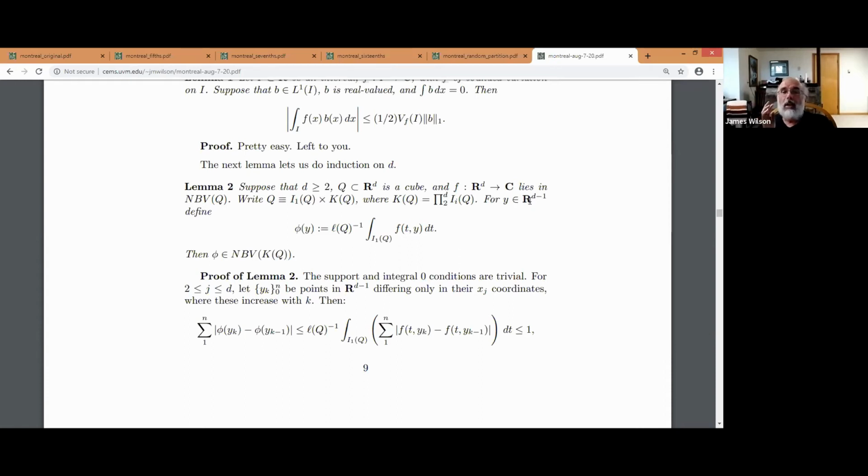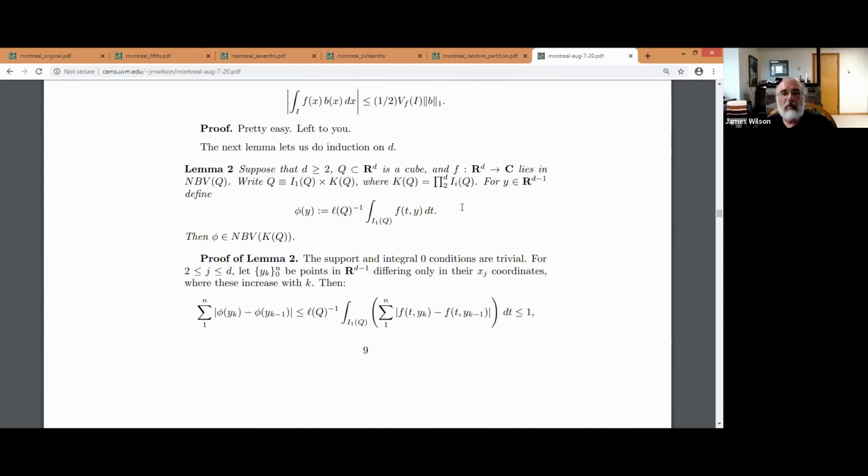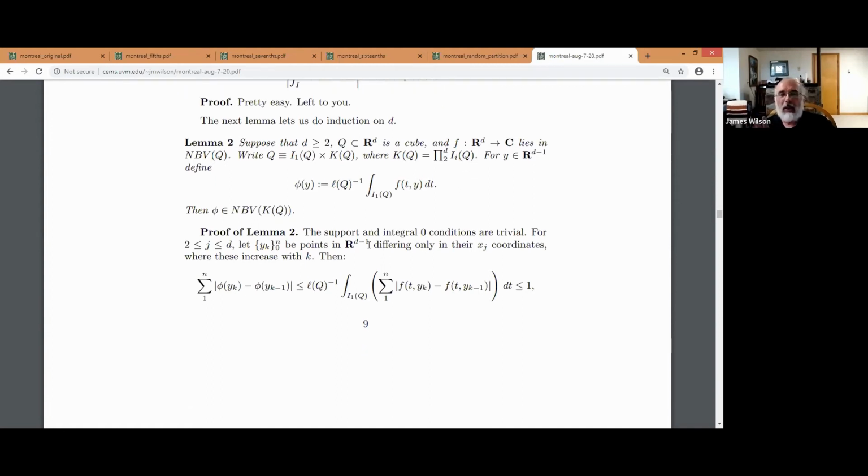And for y in R^(d-1), I'm going to have phi of y is L of Q to the minus 1, integral over I1 of Q, f(t, y) dt. Then this function here, phi, is an NBV of k of Q, of this leftover thing here. Okay, because I see it's 11:40, I will not go through the proof in detail. It is up there in the notes.